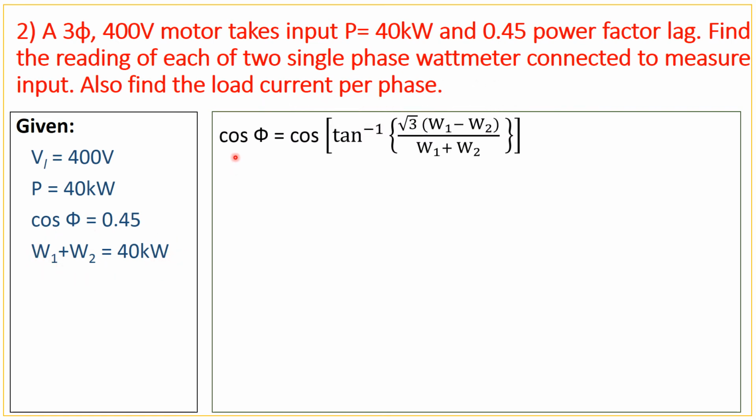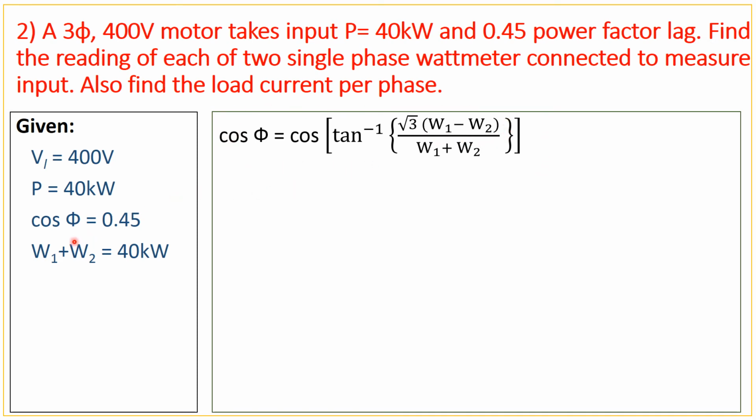Next is to find cos phi. So cos phi is equal to cos of tan inverse root 3 W1 minus W2 by W1 plus W2. Why I am using this formula here students? You might wonder, because the power factor is already given, then why sir is using this? Because though cos phi is given, I have got W1 plus W2 as 40,000. What will I get here? I can get W1 minus W2 by using this formula.